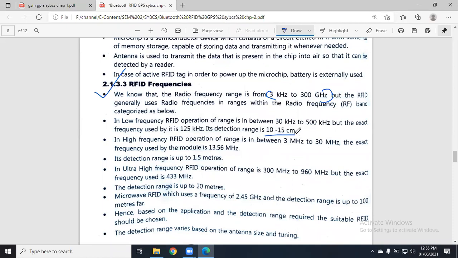Suppose you want to work at a very small distance, like a few centimeters. In that case you will use this frequency, 30 kilohertz to 500 kilohertz. Now this frequency is in this band only, correct? The starting frequency of our frequency band is 3 kilohertz and the maximum frequency is 300 gigahertz. So this is the low frequency RFID operation, the range of that is 30 kilohertz to 500 kilohertz, and the operating or detection range of this kind of frequency is about 10 to 15 centimeters only.